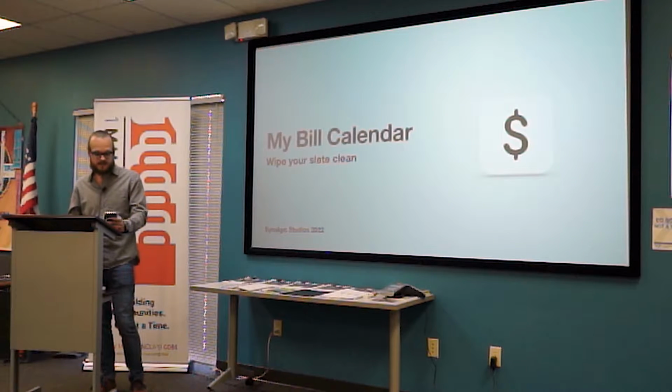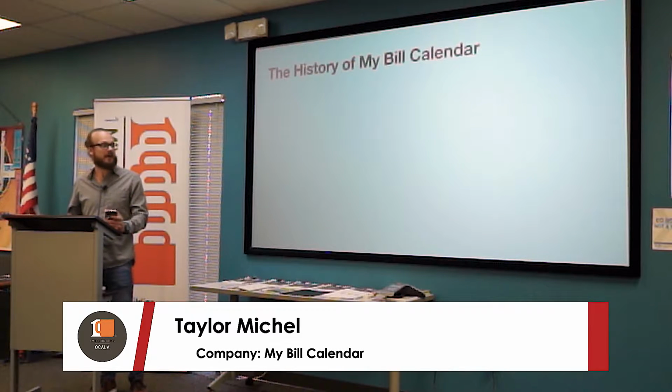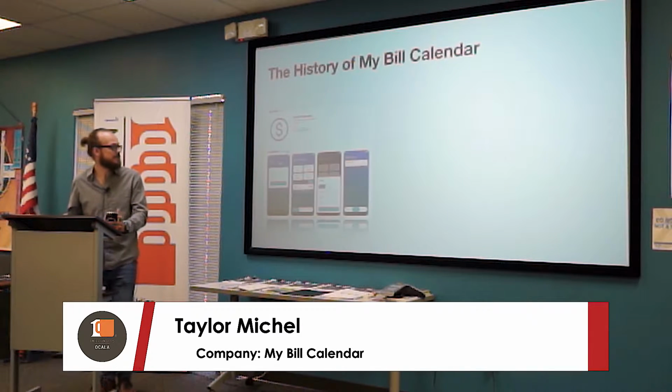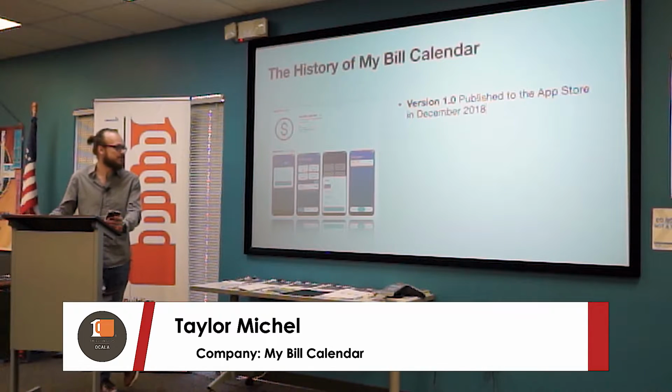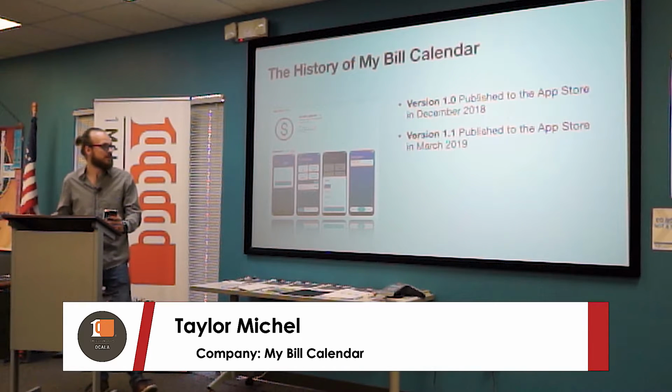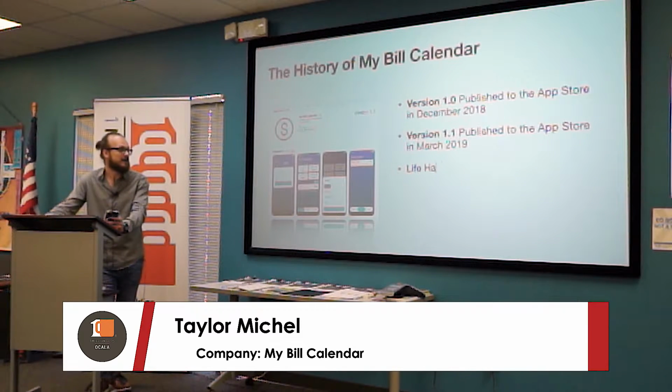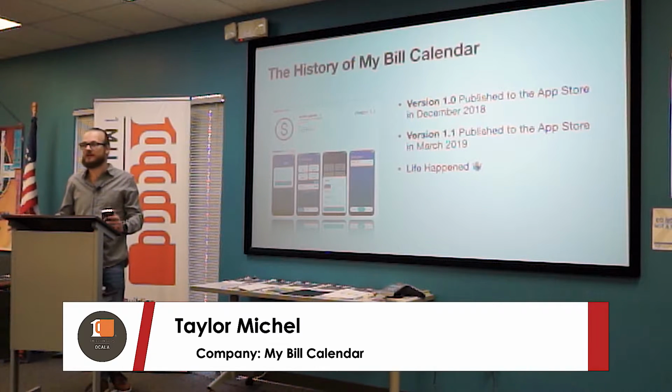So let's start by taking a look into the history of My Bill Calendar. In December of 2018, version 1.0 was published to the App Store. This introduced the basic functionality, being able to add your bills in, quickly mark them as paid, edit them, those kind of features. Then in 2019, version 1.1 was published. This introduced the ability to have push notifications so that you would get notified when your bills were coming up, when they were past due, anything like that. And then life happened, as it does with all of us. COVID hit, and we had to shift focus to other things. That kind of stuff always ends up happening.